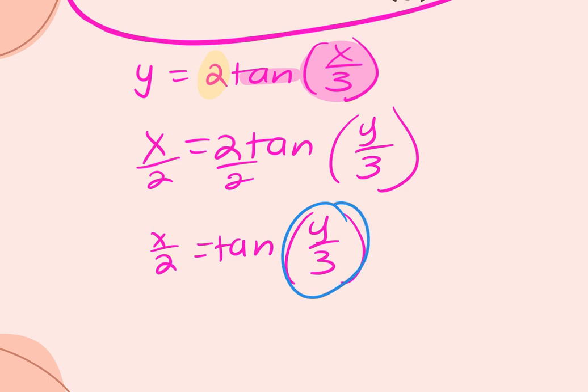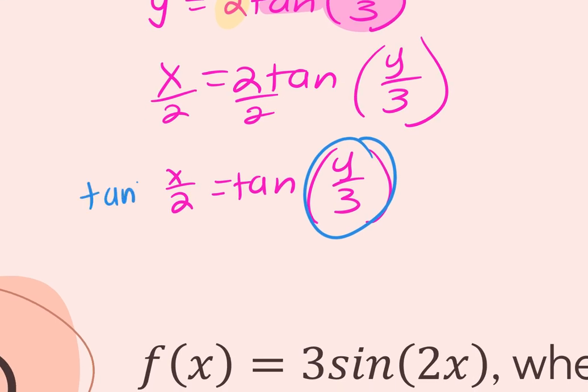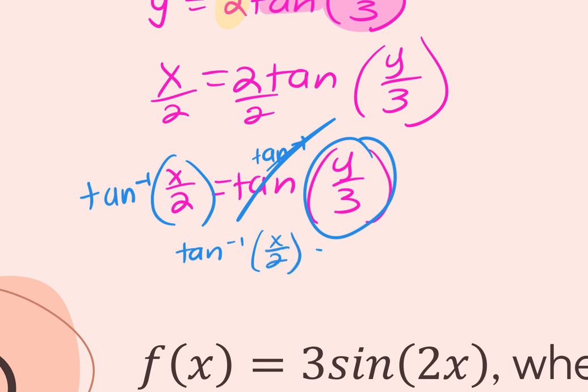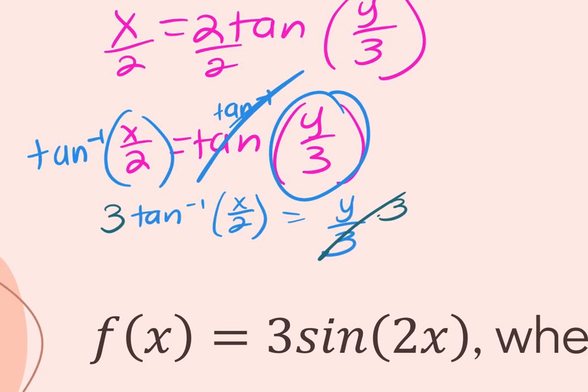If I multiply, I divide. If I add, I subtract. The opposite of tangent is inverse tangent. So I tan negative 1 both sides. These are going to cancel. I get tan negative 1 of x over 2 equals y over 3. And then I want to isolate y, so I'm going to multiply by 3. I get y equals 3 tan negative 1 of x over 2, or f negative 1 of x equals 3 tan negative 1 of x over 2.